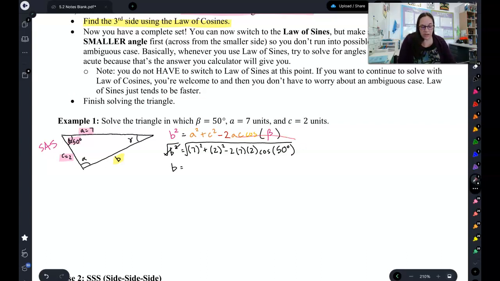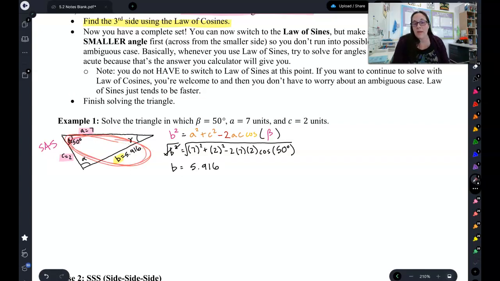And then you can actually just type all that into your calculator in one smooth go. Just type it in exactly like I've written it. So if you type all of that in, you'll get that B is 5.916. So I now have all three sides solved for. But more importantly, I now have a complete pair.